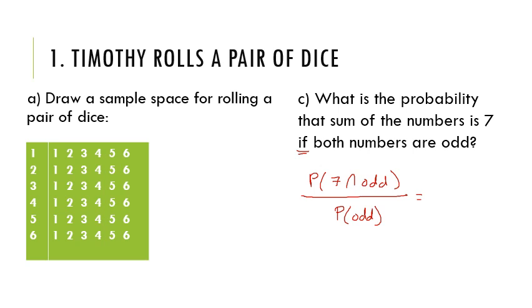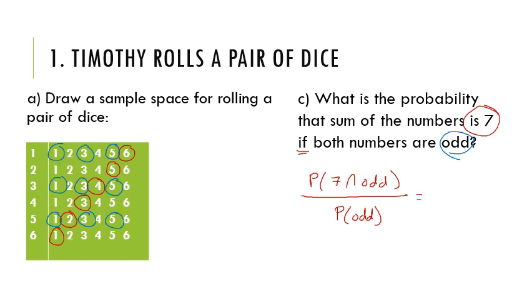So I'll do probability the sum is 7 in red. So 1 plus 6 is 7, 2 plus 5, 3 plus 4, 4 plus 3, 5 plus 2, 6 plus 1. So there's all our 7s. Now let's do odd in blue. So odd in blue, both odd. So 1,1; 1,3; 1,5. And then 3,1; 3,3; 3,5. 5,1; 5,3; 5,5. All right, so both numbers odd.